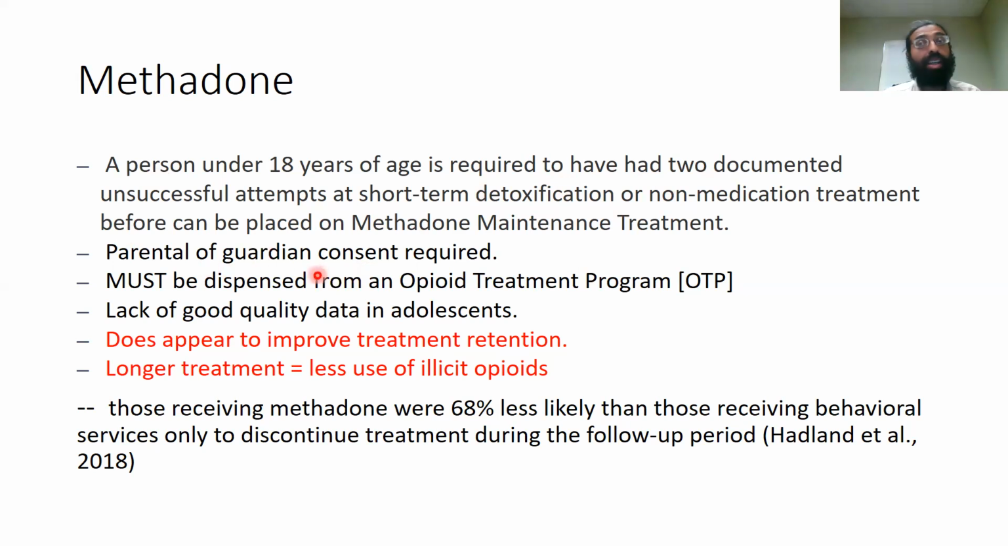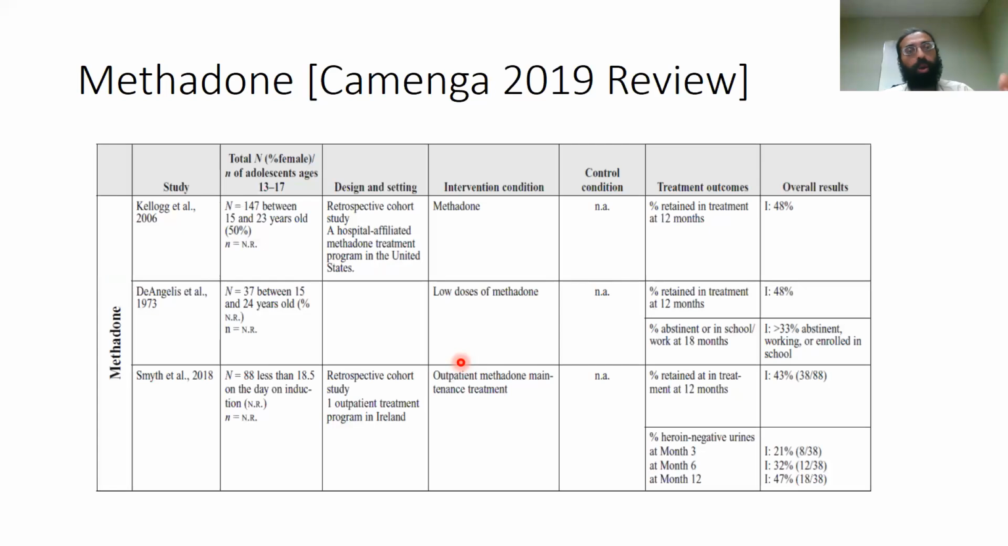Under the age of 18, unlike with buprenorphine, the law is very clear. Parental or guardian consent is required, and this is federal, so anywhere you are, this is required, and it must be dispensed from an opioid treatment program. But the data we have does appear to show improved treatment retention. And again, longer treatment equals less use of illicit opioids. These are some of the big studies that have looked at methadone. You can see going all the way back to 1973, with the most recent one in 2018.